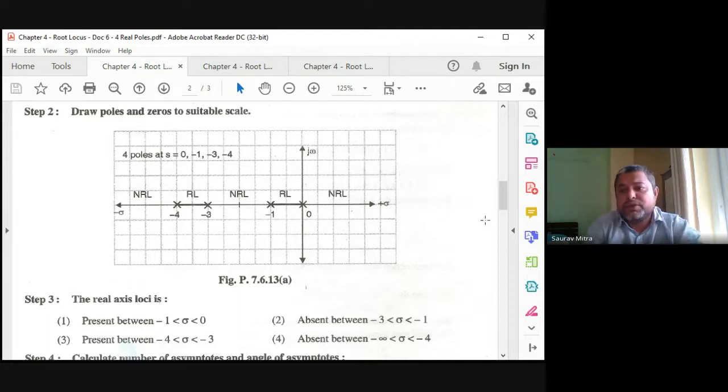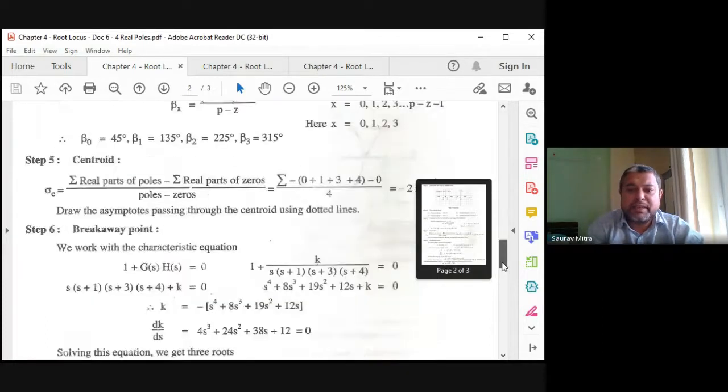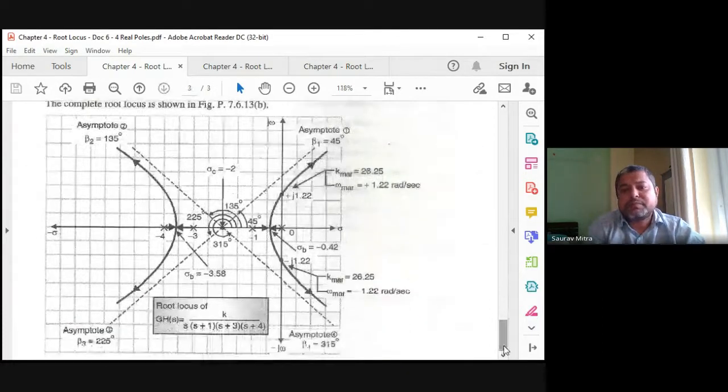So how will the root locus look like? I will show you the last image after all the steps. This is how the root locus looks like.